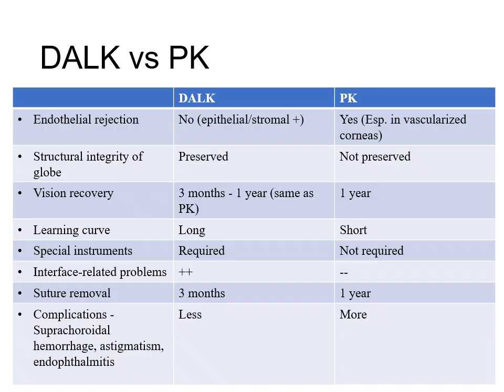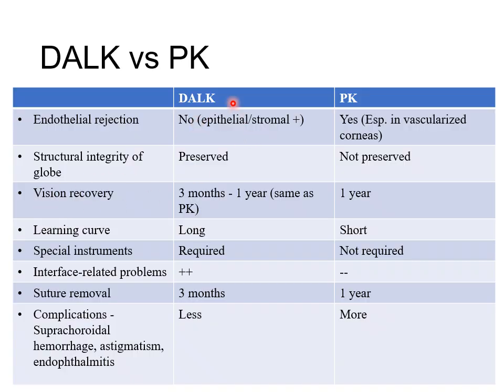Now, all of these lamellar keratoplasties are compared with the gold standard, the existing age-old gold standard penetrating keratoplasty, right? Be it DALK, be it DSEK, be it endothelial keratoplasty, that is DMEK. So let us just compare. So endothelial rejection is not happening because we are not touching the endothelium in DALK, whereas it is a problem in PK. Structural integrity of the globe preserved in DALK, not preserved in PK. Why preserved in DALK? Because the tough Descemet membrane is not being touched.